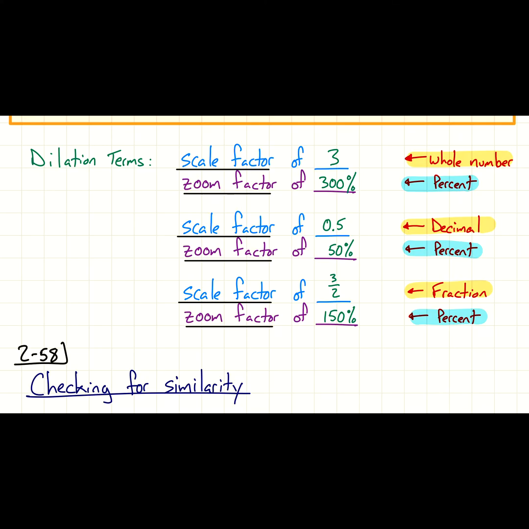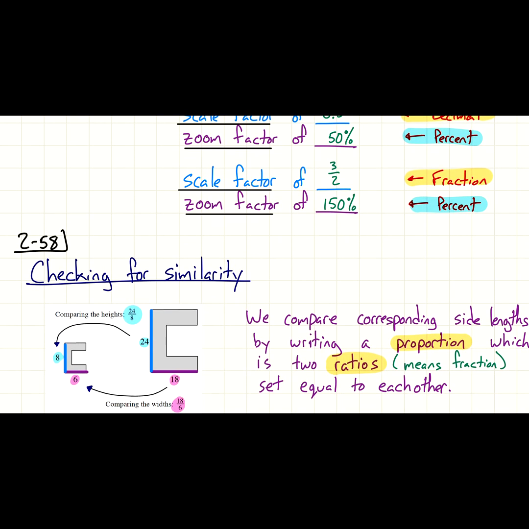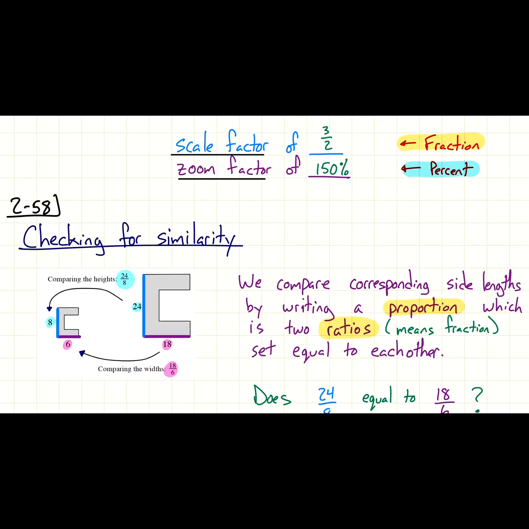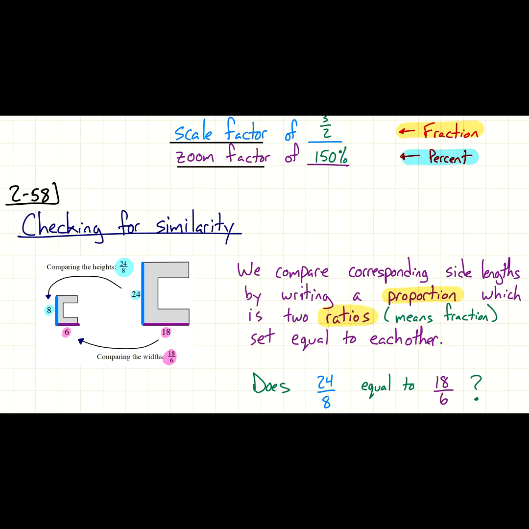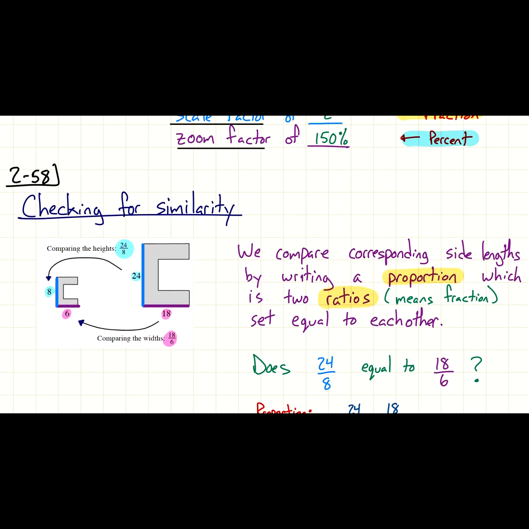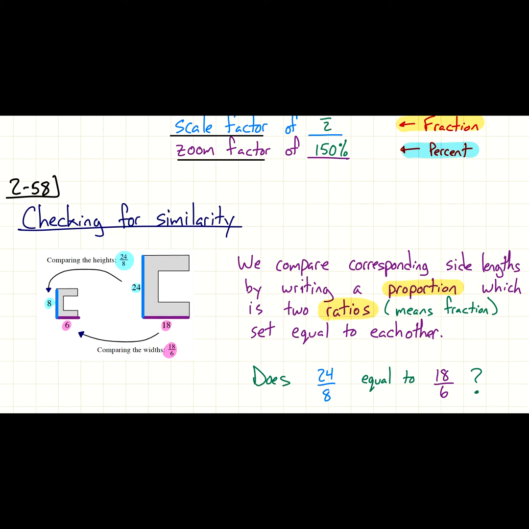All right, so as far as checking for similarity, we're going to be looking at whether shapes are similar or not, and then if we know they are, can we find missing side measurements? So here's the first part of it. I'll show this much. Here we have two given shapes.